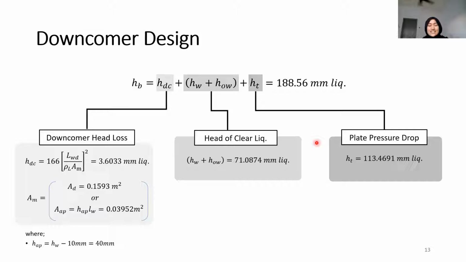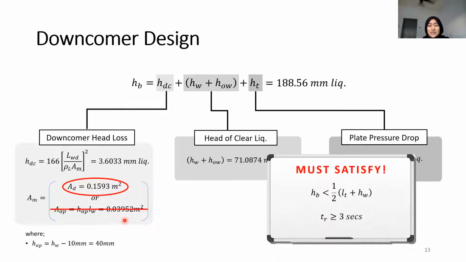Thank you. Next, in designing the downcomer, backup can be calculated by the sum of downcomer head loss, head of clear liquid, and plate pressure drop. The downcomer head loss can be calculated via this formula, where a bigger value between the downcomer area and the clearance under the downcomer is selected to be substituted as AN. So in this case, we have selected AD.